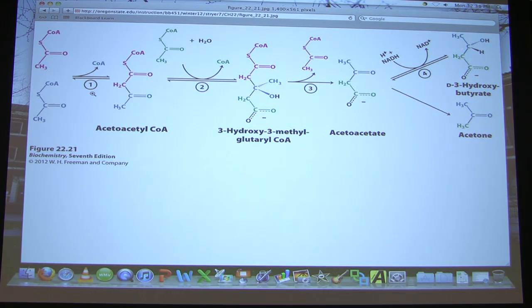And then, what do we do? We reverse the whole process. We go from here back to here, from here back to here, here back to here. And finally, what we've done is we have delivered to the brain 2 acetyl-CoAs. What can acetyl-CoA be used for? Synthesis of ATP in the citric acid cycle. We just saved the brain.